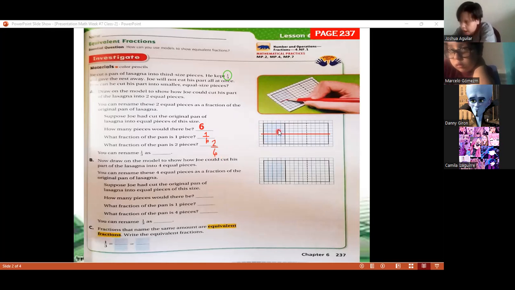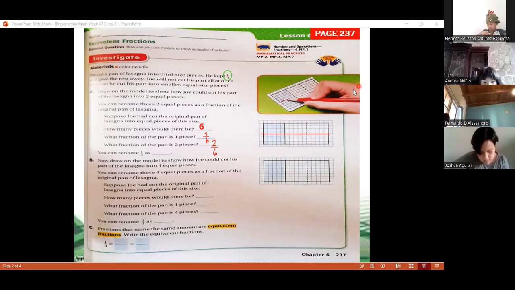If we have just 1, it's 1 out of 6 of this bar. But in this case, we have 2, 1 and 2. So it's going to be 2 out of 6 of these 6. 2 is the numerator, the number that tells how many you are going to color. So we color 1 and 2. And 6 is the number of parts that we divide the lasagna. We divide it into 6 equal pieces.